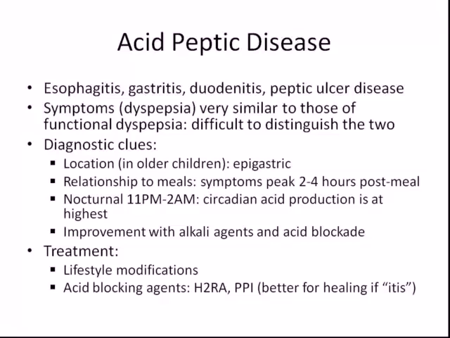Well, you treat it with lifestyle modifications, watching the diet, weight loss, and acid-blocking medications like histamine 2 receptor antagonists and proton pump inhibitors. If a gastroenterologist has identified inflammation in the upper GI tract, proton pump inhibitors are superior to H2RAs at healing the mucosa.